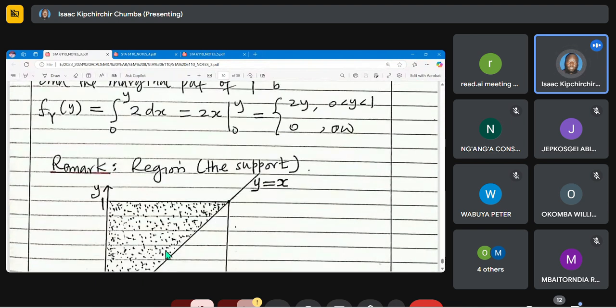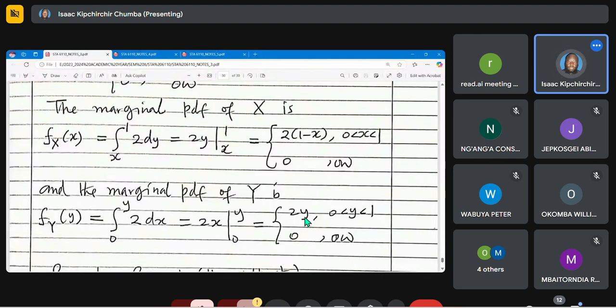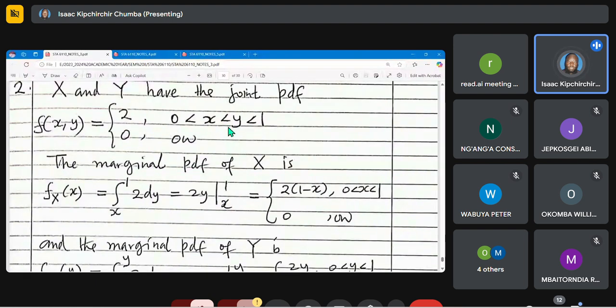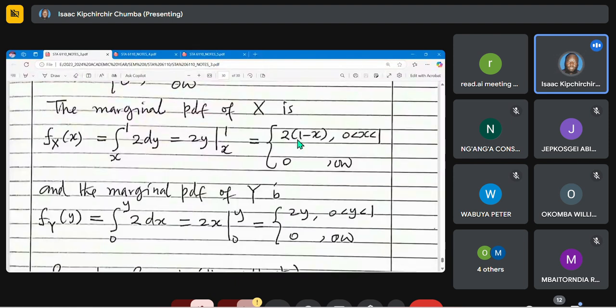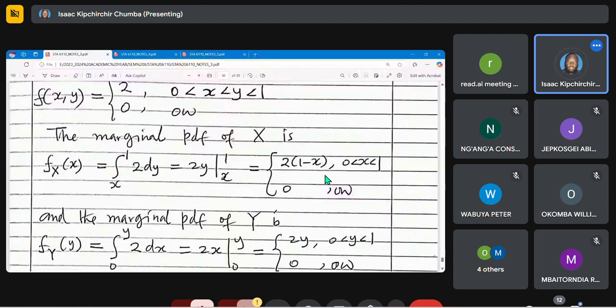And actually, you can depict them also on this diagram. If you integrate, you get 2x; you put the limits, you get 2y. So you can see, whereas the joint PDF is 2 over the shaded region, the marginal of x is given by 2 into 1 minus x over the interval 0, 1, and the marginal of y is 2y over the interval 0, 1. If you verify, you can verify they are actually PDFs. If you integrate over the support, you'll find that they are actually PDFs.